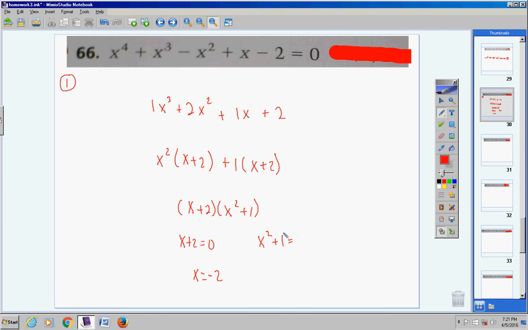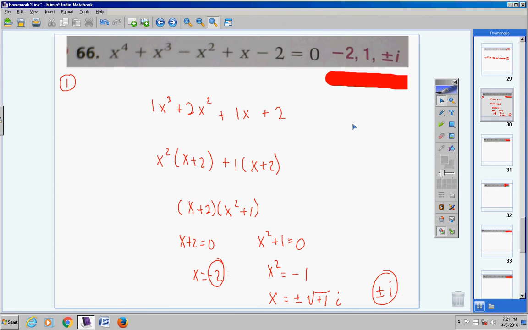Bring the 1 over and make it a negative 1. Now take the square root of both sides. The square root of x squared is x. The square root of negative 1 is plus or minus the square root of negative 1. However, I'm going to have to make this positive and put an i on the outside. And the square root of 1 is 1. So I really have plus or minus 1i, or just i. So there we go. Here's one answer. Here's the next answer. Here's the next answer. And it should match these right here. Okay? And it does.